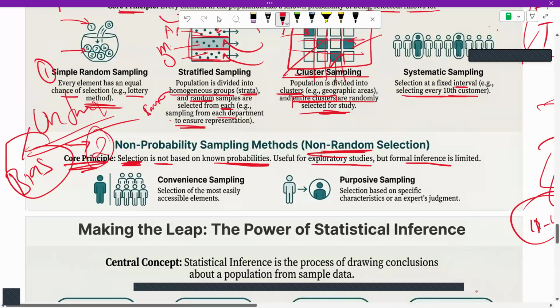Right. There are 2 types. One is convenient sampling. Convenient sampling is selection of the most easily accessible elements. Accessible elements more easily. The second method is purposive sampling.